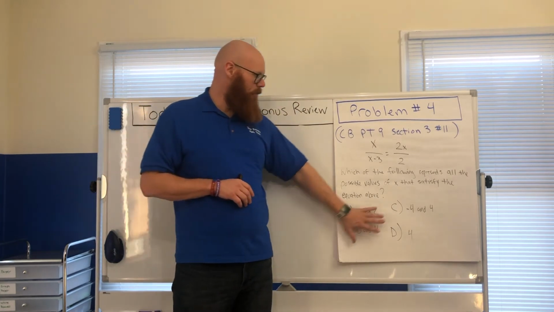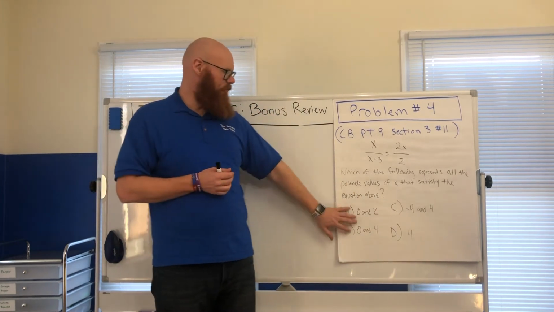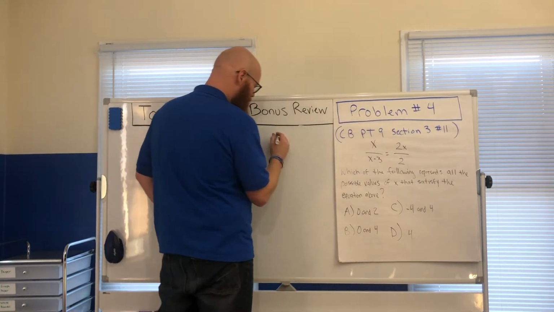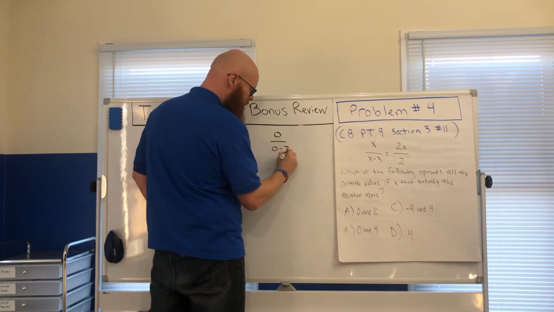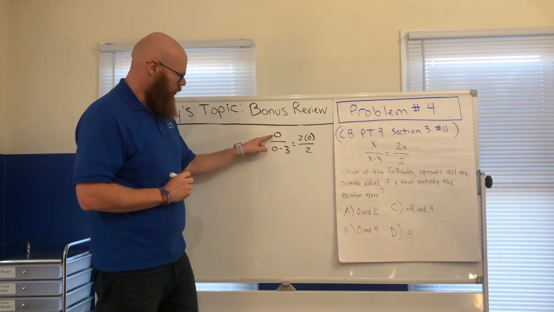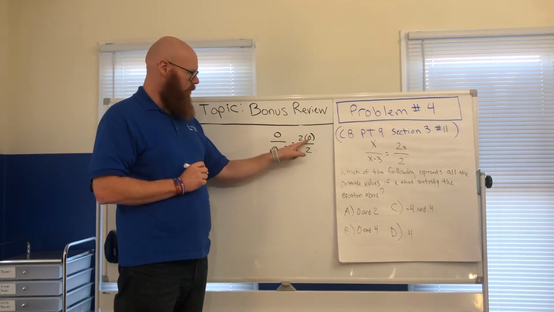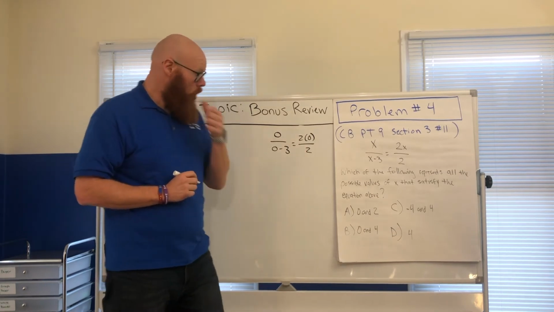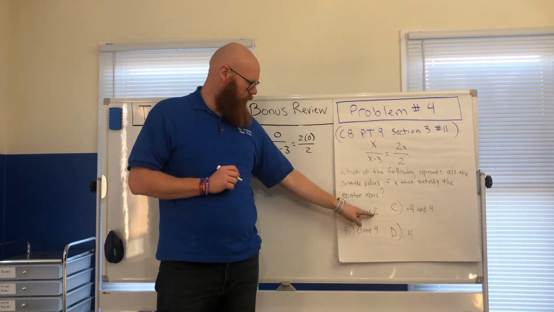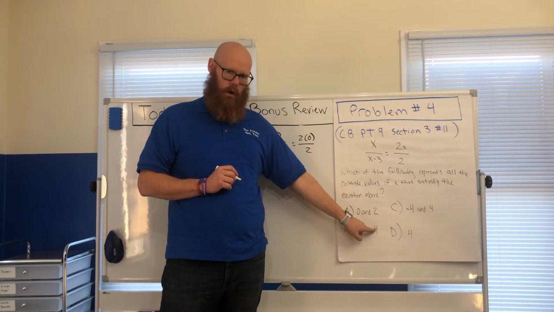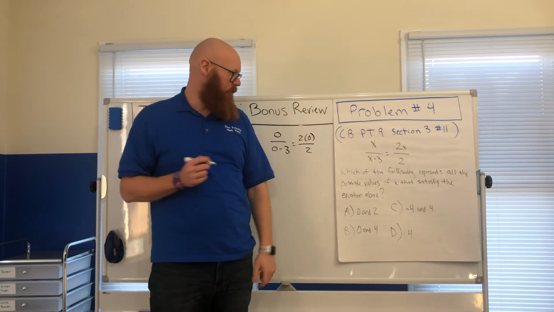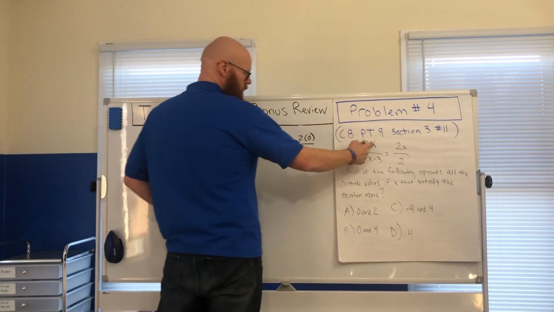So let's just start. Of those values, I find that 0 is going to be the easiest to plug in. So all I got to do is plug in 0. On the left side, I get 0 over 0 minus 3 equals 2 times 0 over 2. Well, 0 over negative 3 is 0, and 0 over 2 is 0, so that works. So 0 must be one of our answers, so that eliminates C and D. Now all we have to do is plug in either 2 or 4 and see if that works or not. So I'm just going to pick 2 just because it shows up first and it's a smaller number.